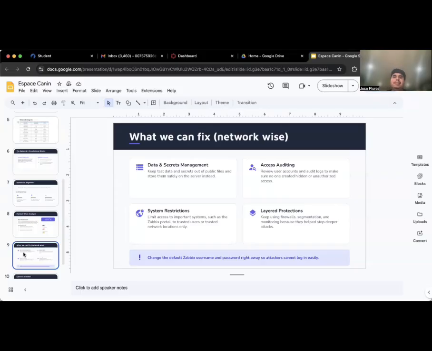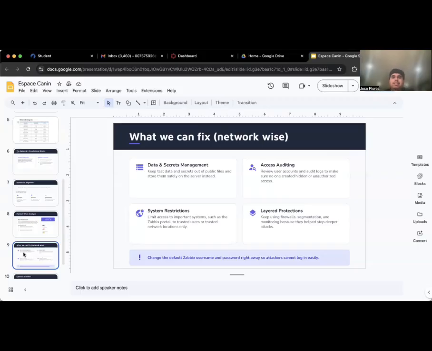Another was access auditing. Access auditing is very important because it goes through user accounts and audit logs to verify that no unauthorized access was created, whether intentionally or by accident, during the setup. This is especially relevant for my part, the email server that I configured, because we need to make sure those accounts are locked and that no unauthorized mailboxes were created. That is exactly the kind of thing auditing catches.